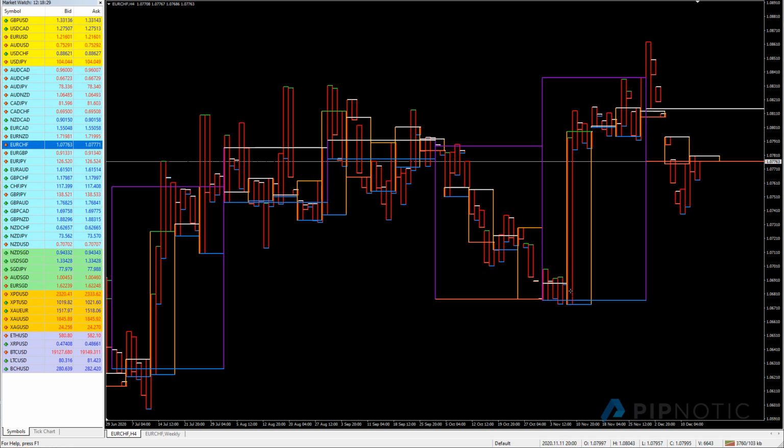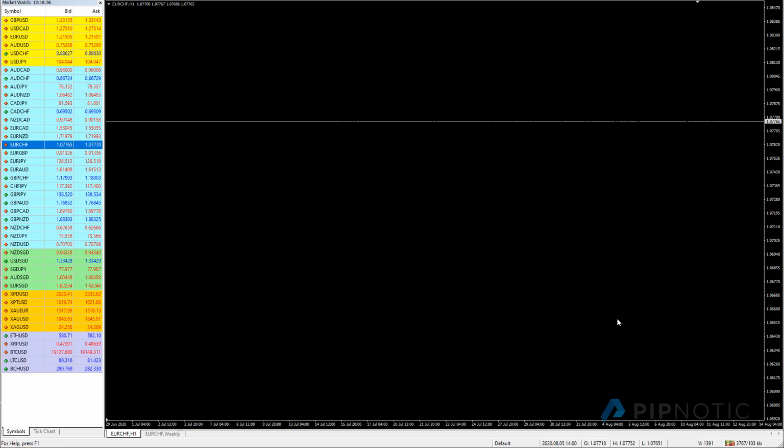push higher from this area here. So this is an attractive price for some reason. Let's just mark that off, then go down to the smaller time frame and do our X-ray.